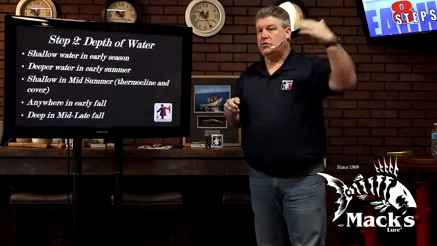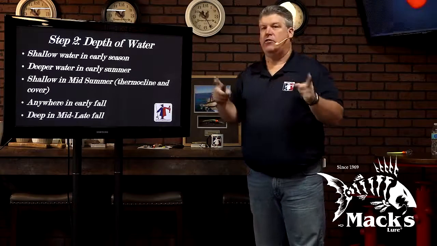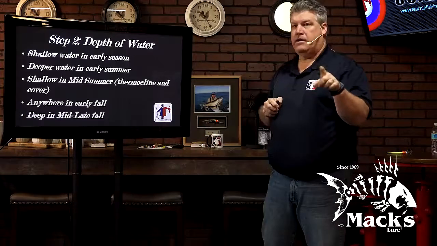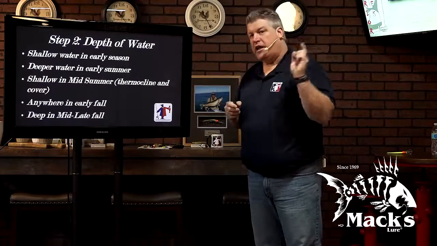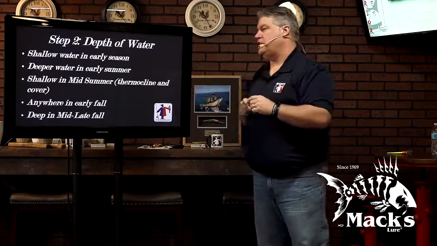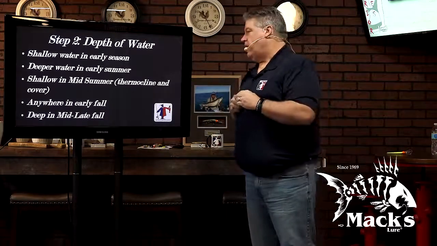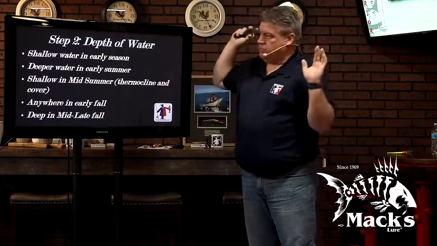Once we get to surface temperatures in the high 60s, low 70s, if we get that thermocline, that'll force all the game fish up above that thermocline to be where the action is. That's where the bait's going to be. Shallow water cover can also move fish in hot water into shallow depths because there is cover there. Once we get into early fall, I consider early fall the mid 50 degree range, all bets are off. The thermocline breaks up.